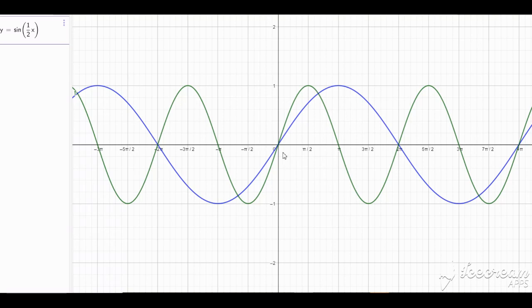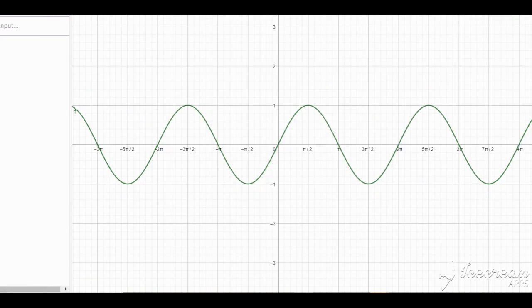Let us see. We start here at 0 again. So we have one complete wave between 0 and 4 pi. So the graph is stretched out. The new period is 4 pi. So to achieve this using the original sine x graph, I would actually have to multiply the period of the sine x graph by 2. Very interesting graph here.